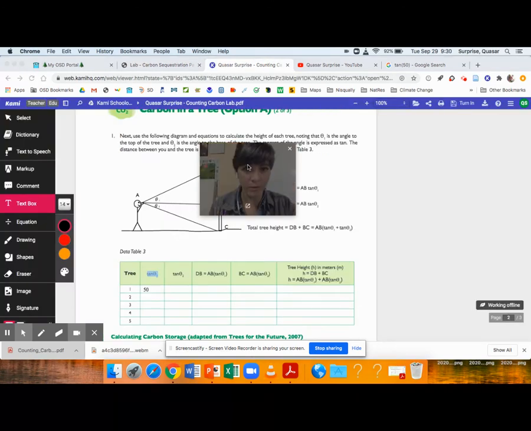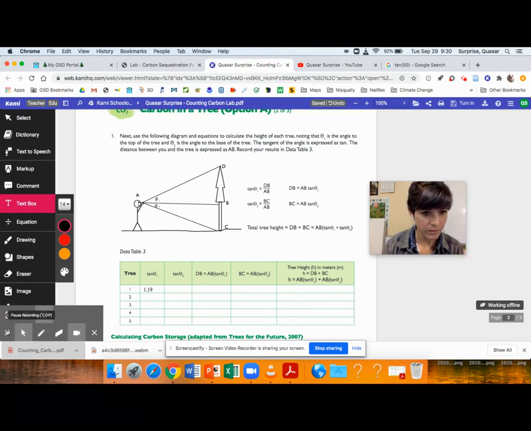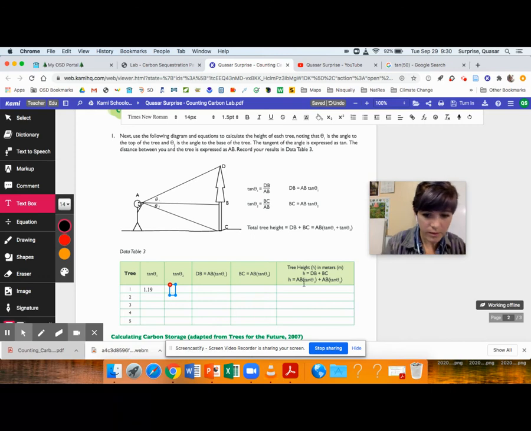Okay, so back to my lab. Tangent of theta 1 is 1.19. Tangent of theta 2: type in 10, hit tan, equals 0.018. I'm going to round to the nearest hundredth. And then do the next part. dB is the first half, that's the eye level height of the tree. And then BC is the second half of the tree, from eye level to the base of the tree. So I'm going to do both of those and then add them together.